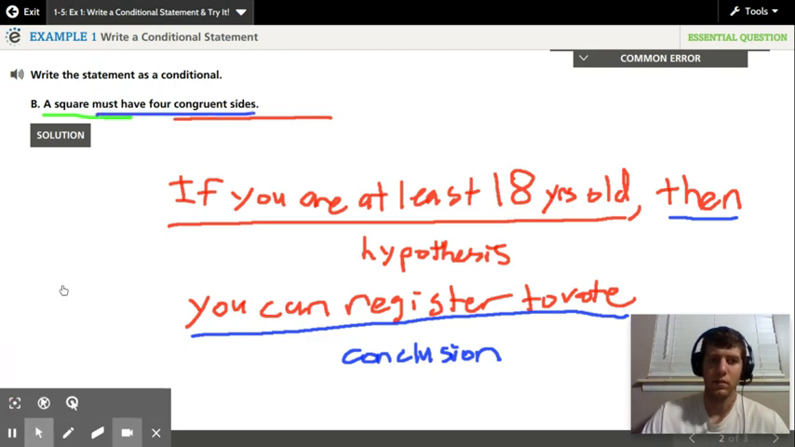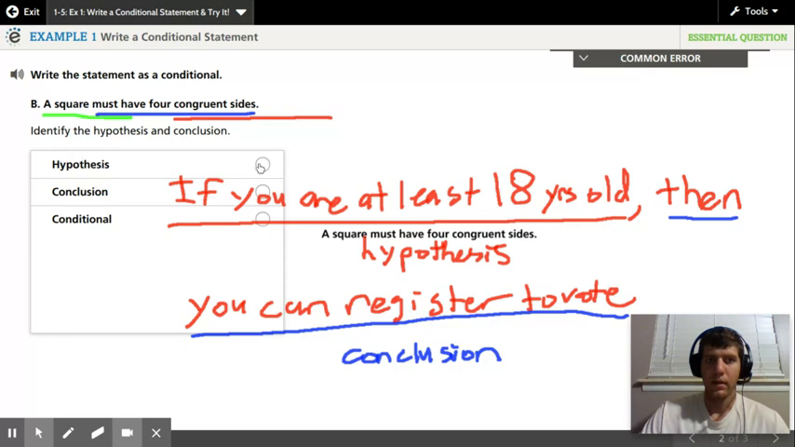And if we look here at the solution, our hypothesis is just a square. So if it's a square, then it must have 4 congruent sides. So if we write it as an if-then, as a conditional, there it is.